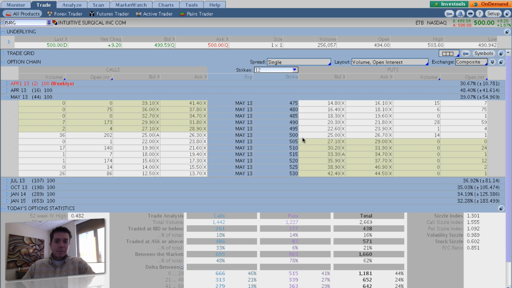We're sticking with May. We'll look at the 500 strike. The bid on the put side, 25. The ask, 26.70. That's a difference of $1.70. We had a bid-ask spread on SPY of 1 cent. Now in ISRG, we have a bid-ask spread of $1.70.